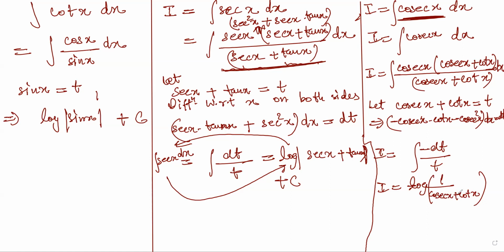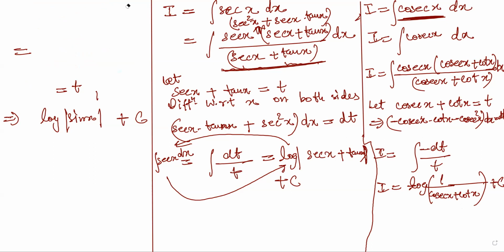Sir, I got log cosec x minus cot x. Is that correct? Yeah, that is also correct. Actually, that is the better substitution.